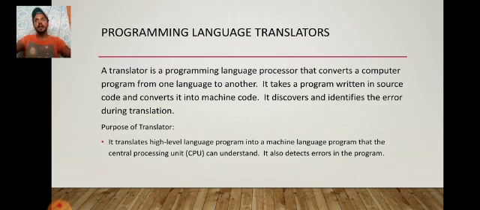Translator. A translator is a program language processor that converts a computer program from one language to another. It takes a program written in source code and converts it into machine code, and it discovers and identifies errors during translation. So the purpose of a translator is to translate a high-level language program into a machine language program that the central processing unit (CPU) can understand. It also detects errors in the program.